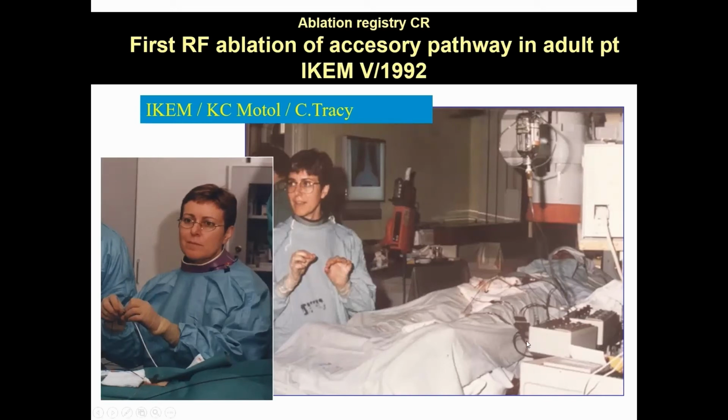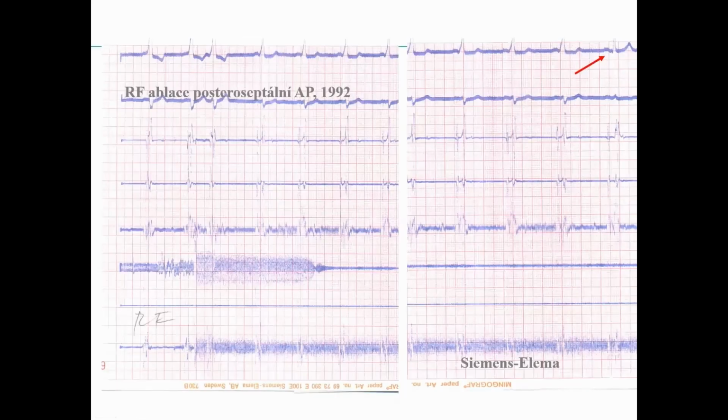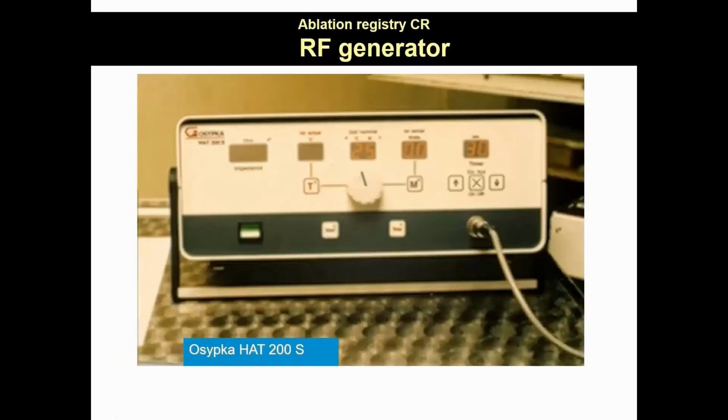It's a recording system, the Mingograph Siemens LMR, and this is a tracing from it. You can see signals from the ablation and mapping catheters. It's starting radiofrequency ablation, with a lot of ink all around. And after some time, the recording is interrupted, with the disappearance of the delta wave here. The radiofrequency generator used at the time was the OSIP 200.